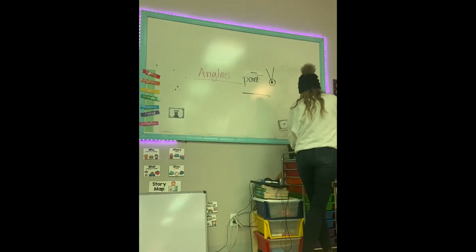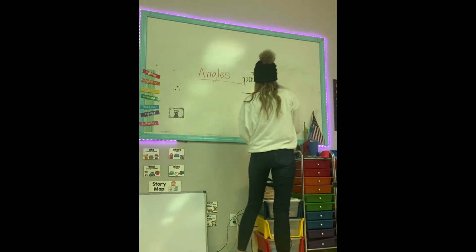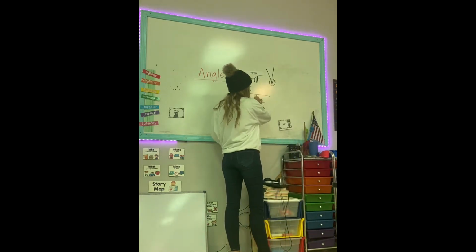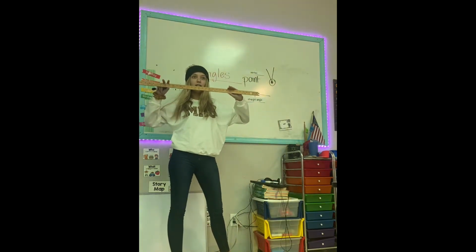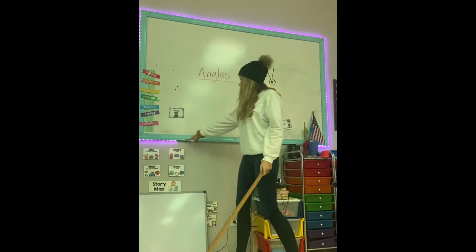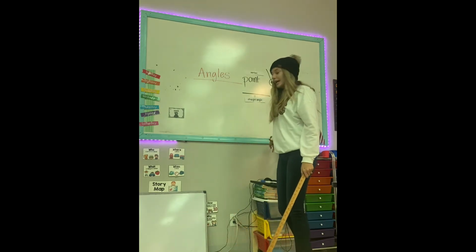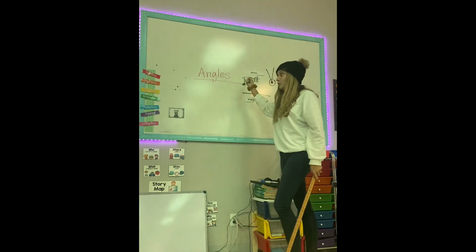What are some straight lines we have here in our classroom? I would say our yardstick is pretty straight. This could be considered a straight angle, the bottom of my board, the sides of my board.